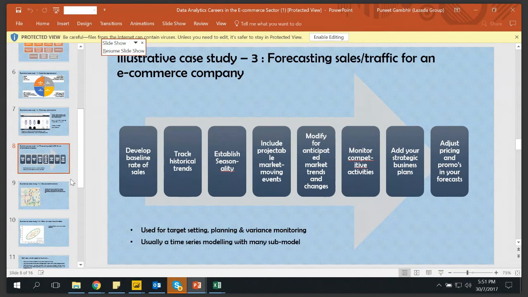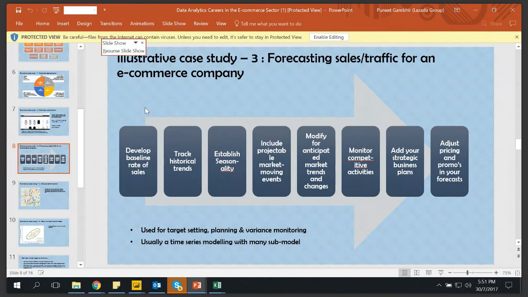This is essentially a case study where you would be required to forecast sales for an e-commerce company. This would be very similar to what you would do for, let's say, offline retail as well. Let's say you are asked to create a target sales for the next 3 months based on how sales have been in the past. Typically, you will go about these kinds of steps. You would develop a baseline: what has been the sales in the last 3 months, 6 months, 9 months. You will track those trends.